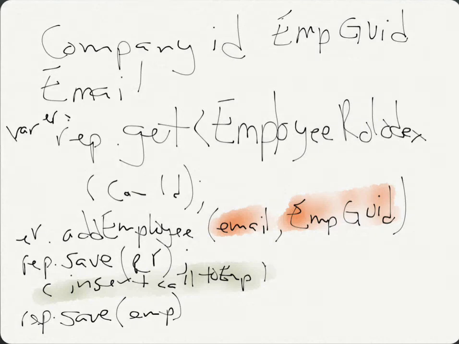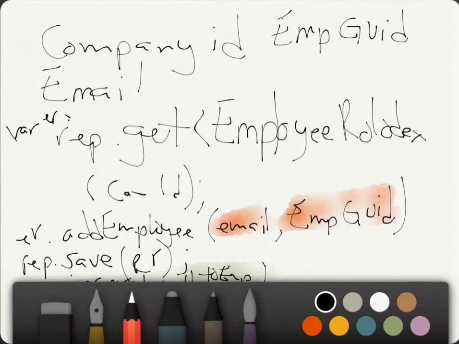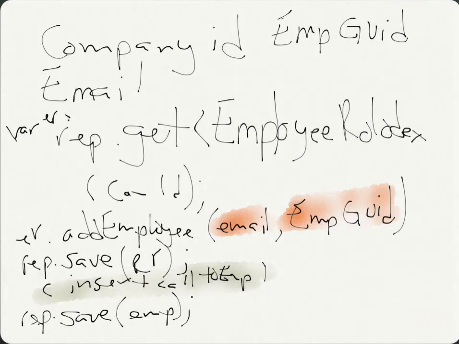Now, there are no transactions here. We're eventually consistent. So there is the potential for this to succeed and this to fail. So that is still a problem. That scenario, you will still have to solve somehow. I'm not going to include that in this video.